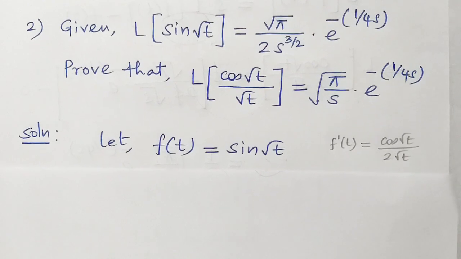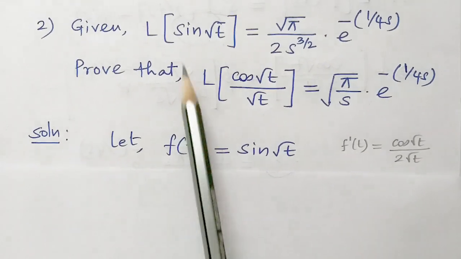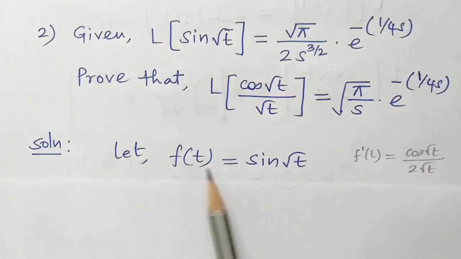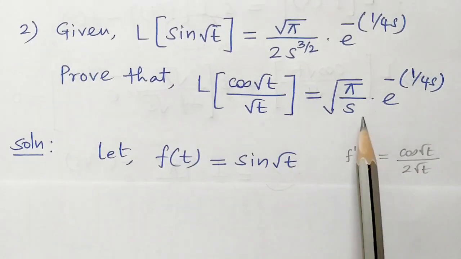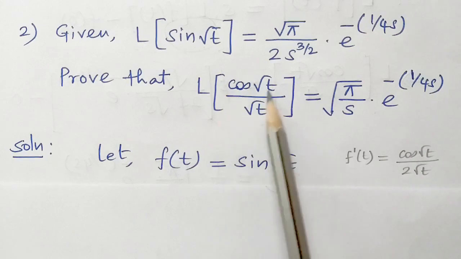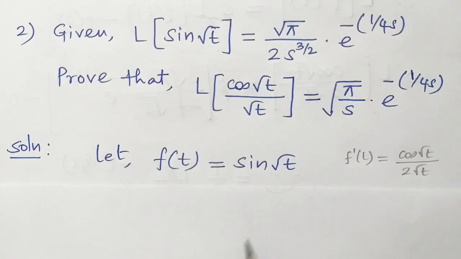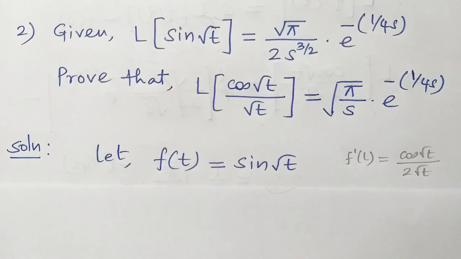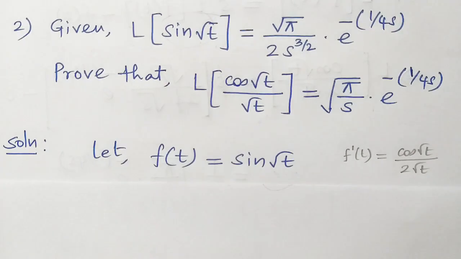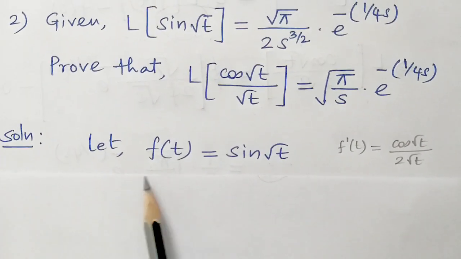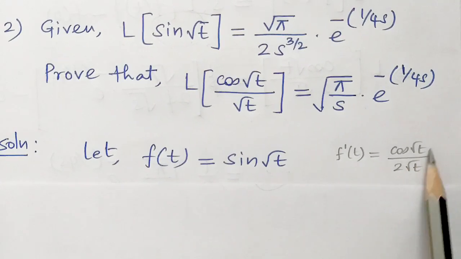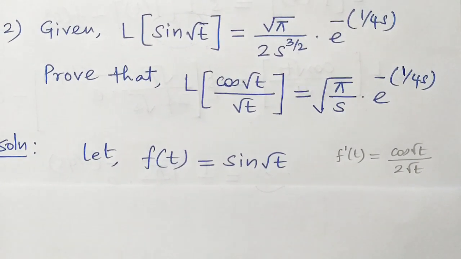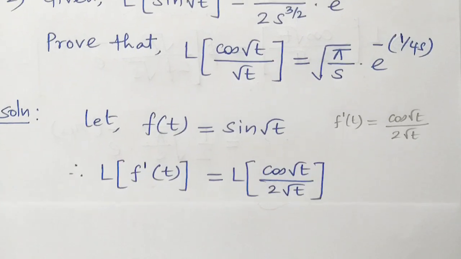Here, as I said, f of t is sine of root t. And we need to prove that LHS equals RHS. In the LHS, we have a function with cos of root t. And we know that the derivative of sine is cos. So we can think of finding f dash of t directly. So what could be the f dash of t? That is, f dash of t is cos of root t divided by 2 root t. And then we can directly find its Laplace transform.